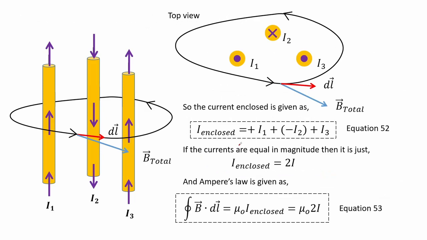So the current enclosed is given as equation 52. If the currents are equal in magnitude, then it is just equal to 2I. And Ampere's law is given as equation 53 for when three parallel current carrying conductors are contained inside the closed integral loop wire.